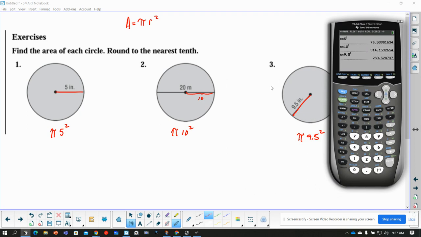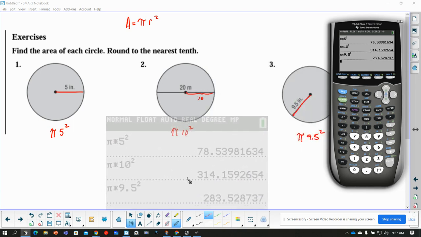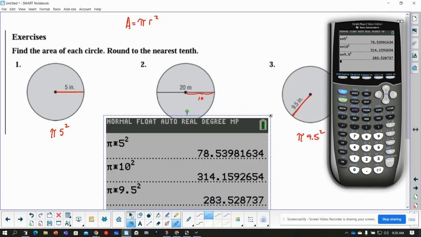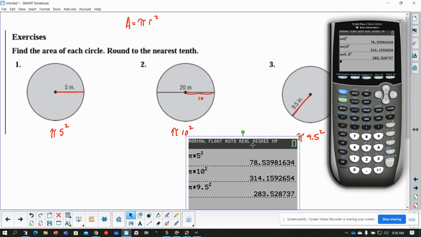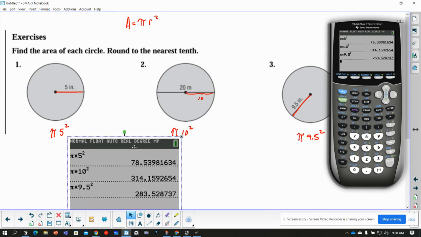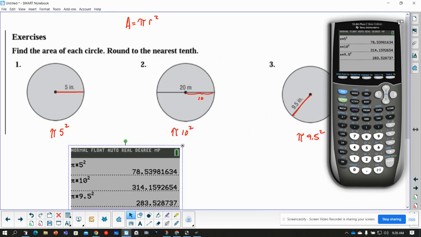Actually, you know what? I can probably pull this thing down here. Let's see if I can do that. Yeah, there we go. And I'll make it a little bit smaller because it's blocking my view. There we go. How about right there? Okay.